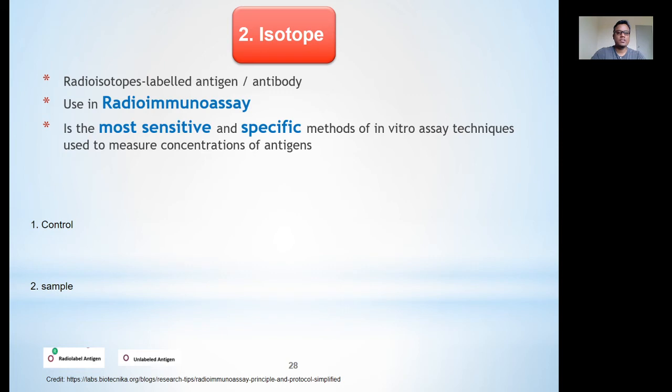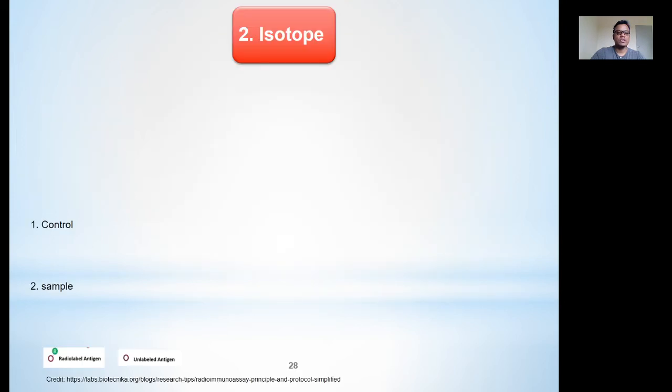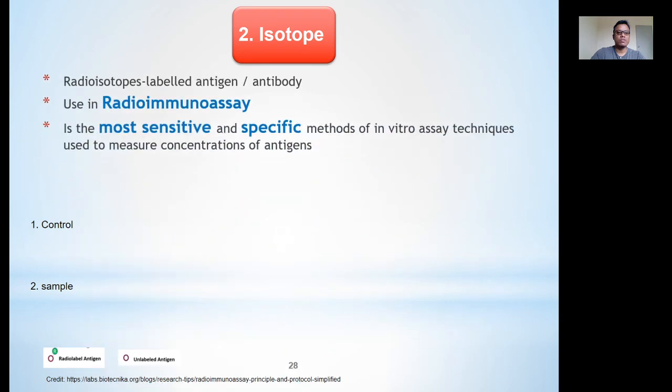compared to most tests, like for example the latex agglutination test. We cannot determine the number of antigens in the sample. We can only know that the patient is positive or negative for that particular analyte that we are looking for. But by using isotope, we can measure the amount of antigens or antibody.